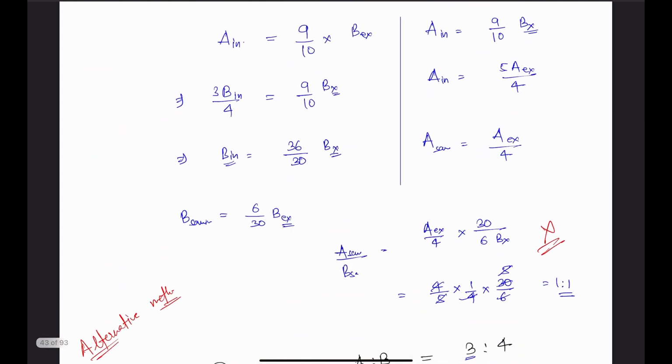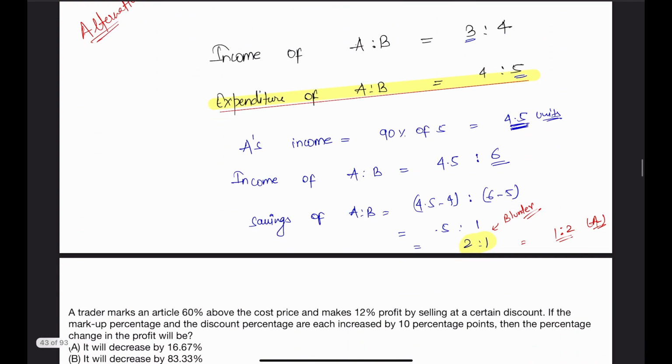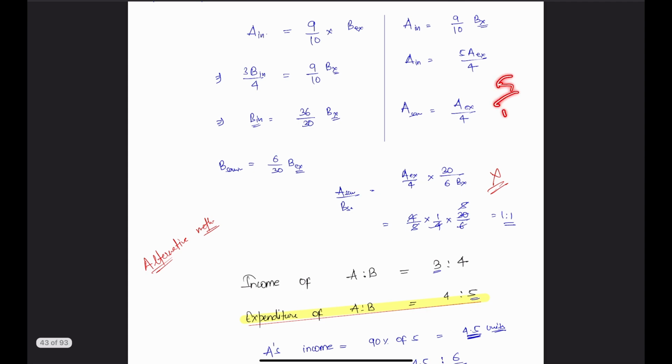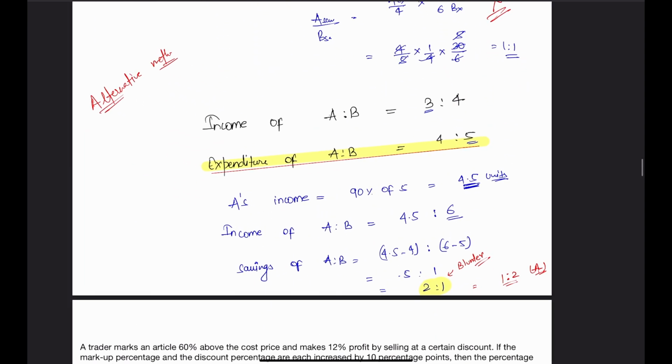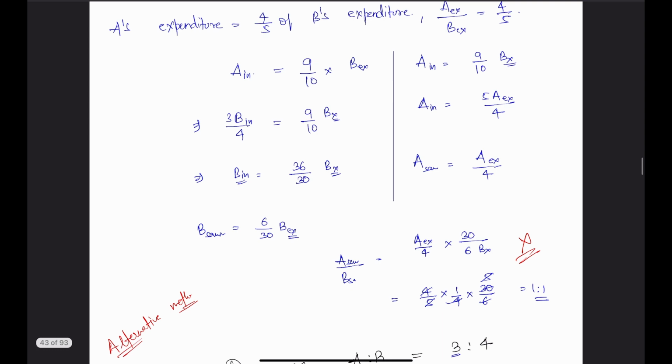Here also, A's income upon A's expenditure is 5 by 4. Is it a 5 by 4 ratio? So if my income is 5, then my expenditure is 4. If my income is 5, my expenditure is 4. My income is wrong. So some mistake is in this part.